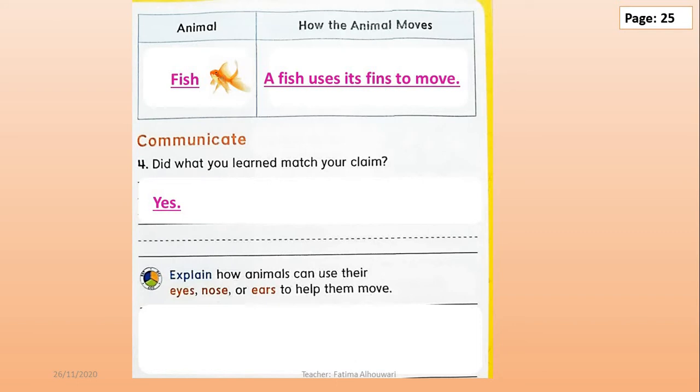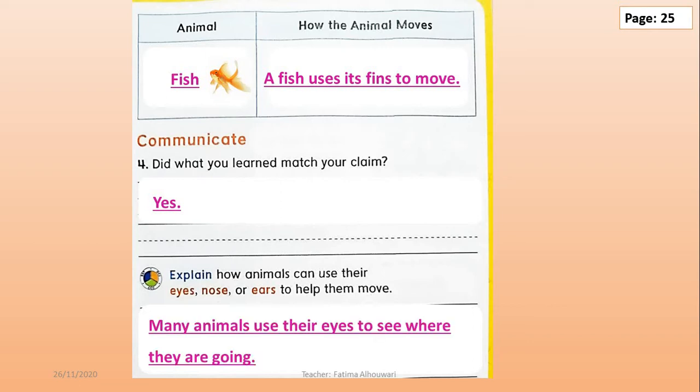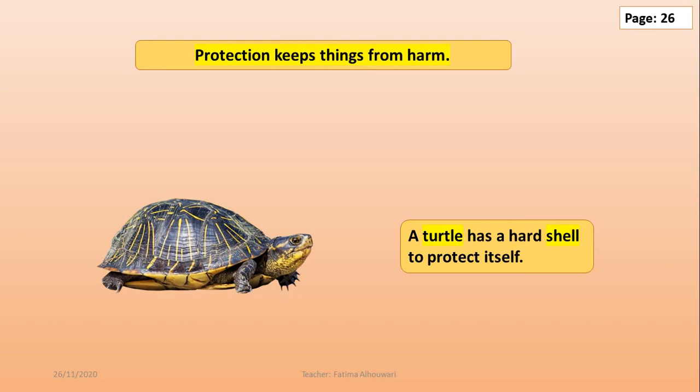Let's see the last question. Explain how animals can use their eyes to help them move. What do you think? Of course, many animals use their eyes to see where they are going, just as you and as me. Everybody needs their eyes to see where they are going. That's right. So animals also use their eyes to see where they are going. Interesting. Let's see the next page, page number 26.